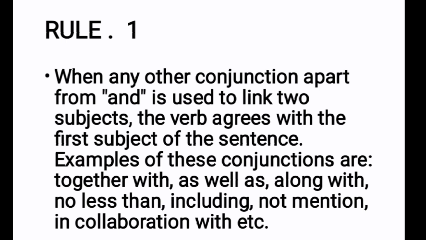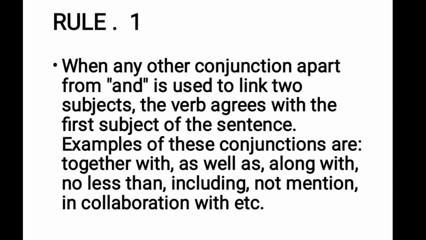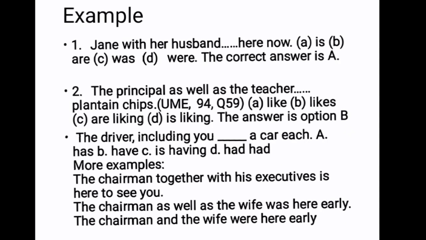When any other conjunction apart from "and" is used to link two subjects, the verb agrees with the first subject of the sentence. Examples of these conjunctions are together with, as well as, along with, no less than, including, not to mention, in collaboration with. These are the conjunctions, okay, that link. Then in those conjunctions, we're going to see the examples.